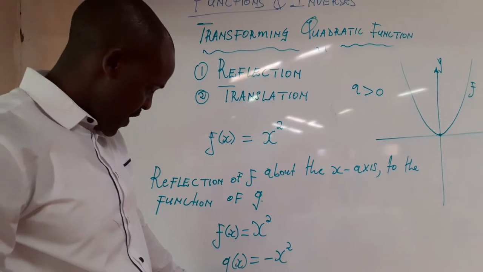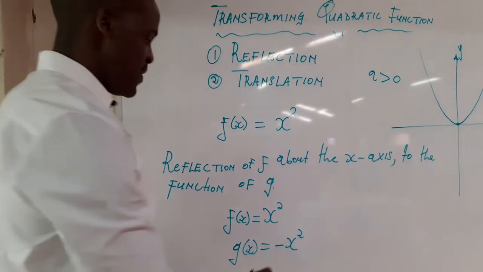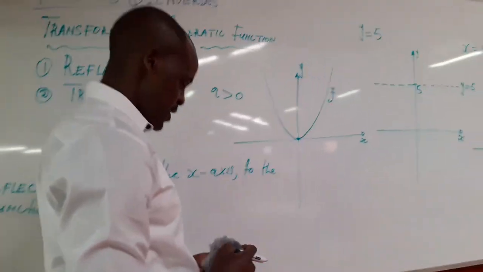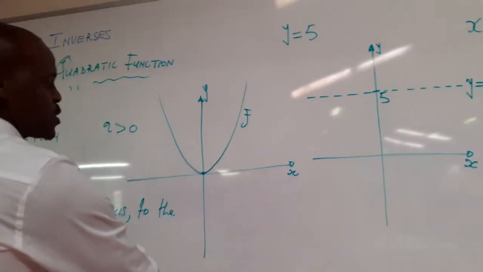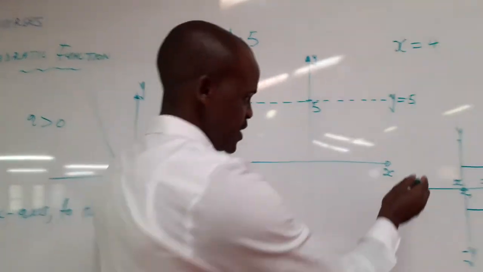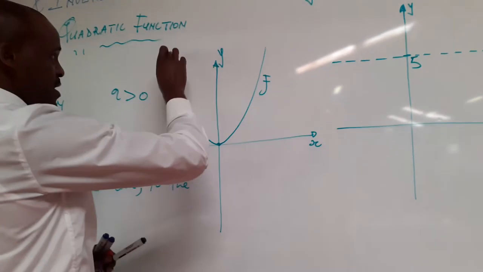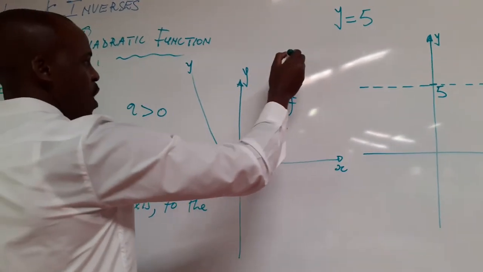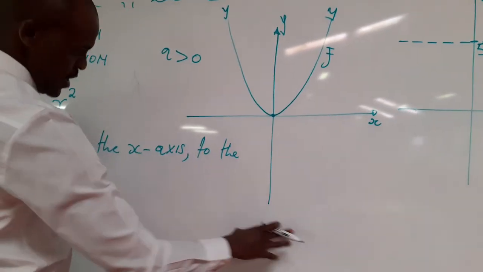If you are to reflect about the x-axis, y will be affected. You multiply the whole equation by negative. Right. So before reflection, this graph is concave up. But after reflection, it will be looking like that. So whatever value of y was up there, after reflection, it will be down here.